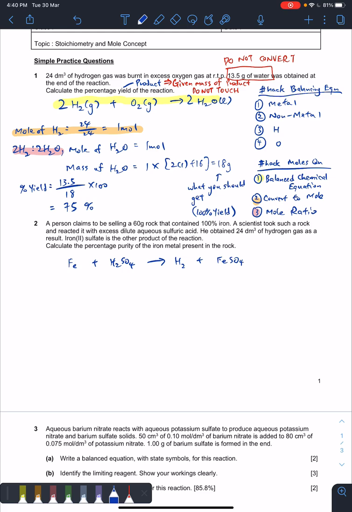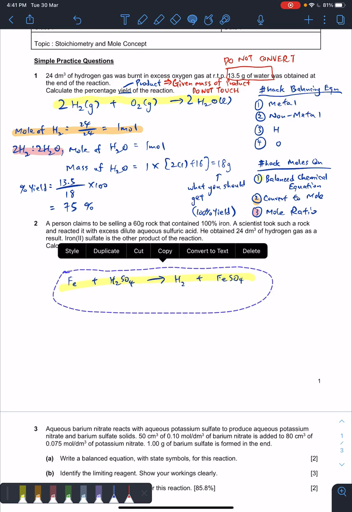The equation is balanced, well done. So that's the first step. Second step, let's change everything to mole. But think about it. This is a purity question. Purity means reactant.